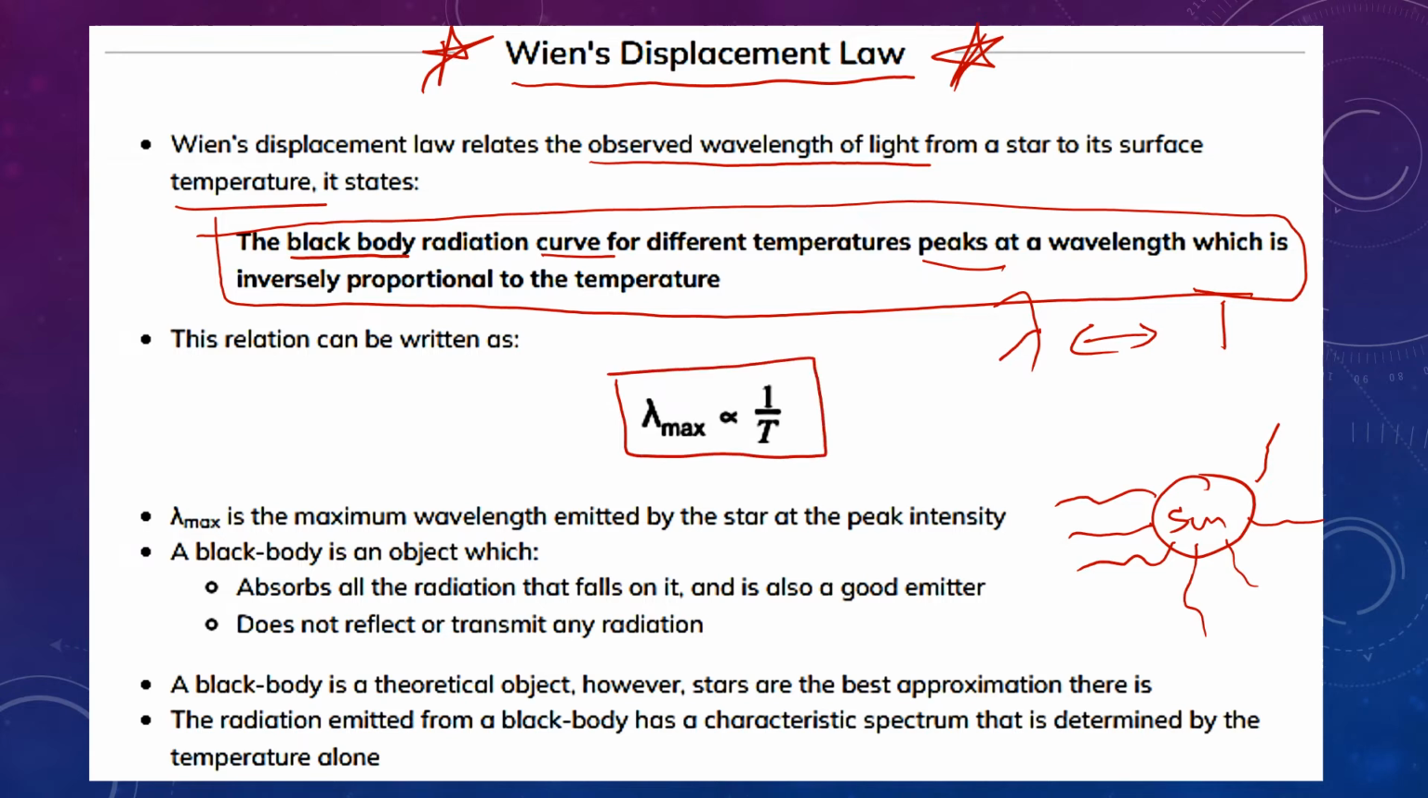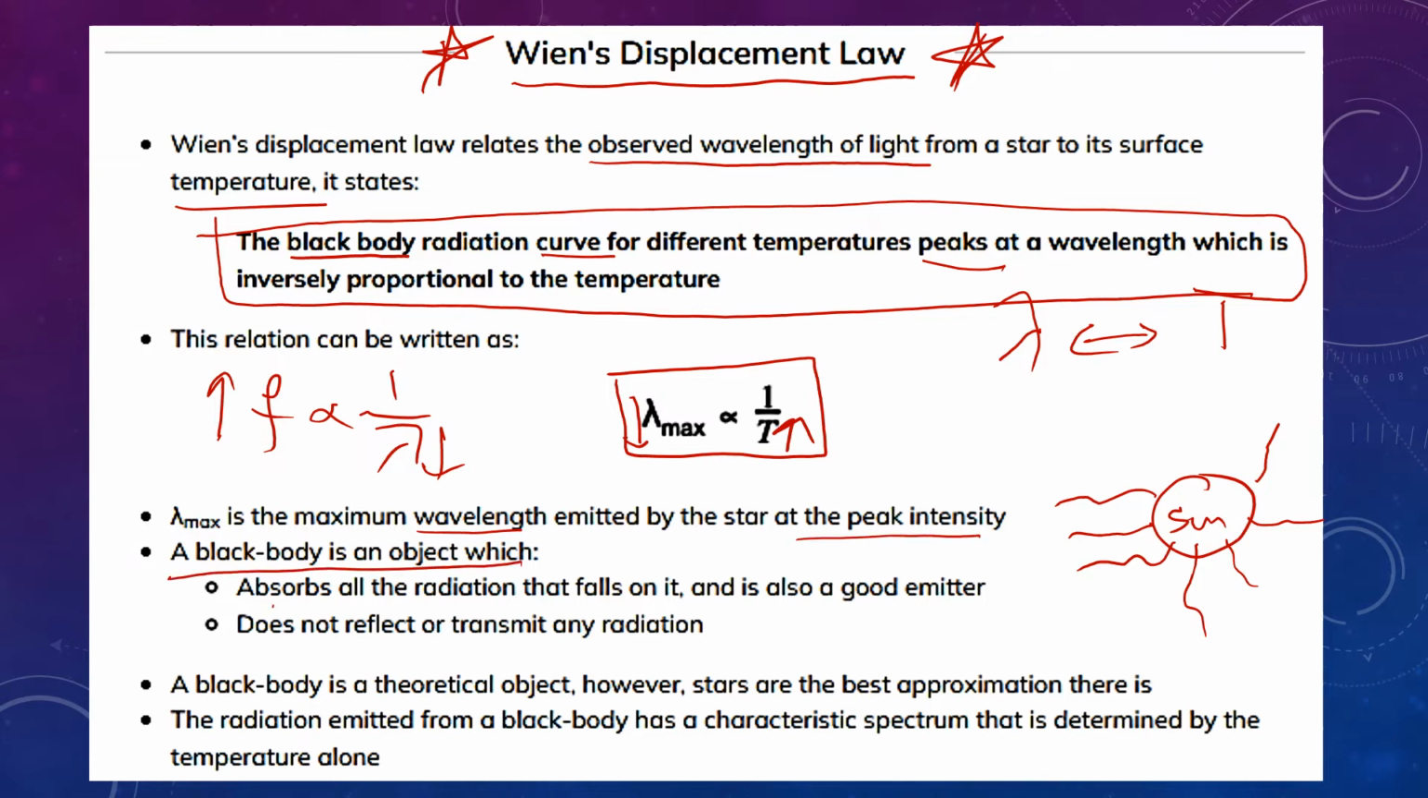That's a common sense thing, that if its temperature increases, then the maximum wavelength that it emits decreases. And you know, frequency and wavelength are inversely proportional. So if temperature increases, wavelength decreases, and then frequency increases. It means more energy is being radiated. So lambda maximum is the maximum wavelength emitted by the star at its peak intensity.